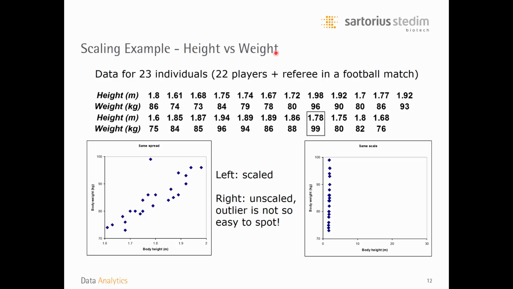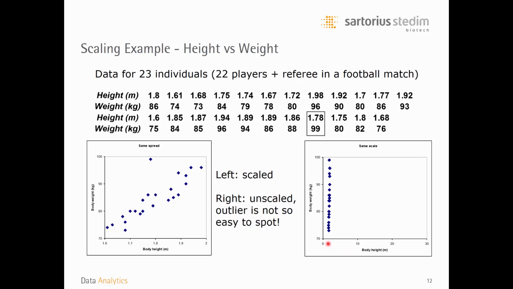Another little example just to make the point. This example deals with the body height and body weight for 23 individuals. It is 22 players and a referee in a pre-season friendly football match where these measurements were registered. If we start with the right-hand plot here, we're seeing a scatter graph between body weight and body height.